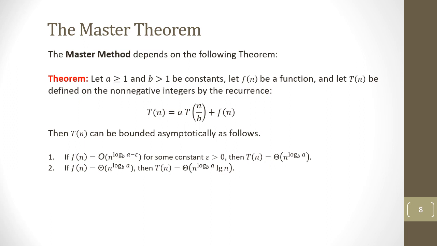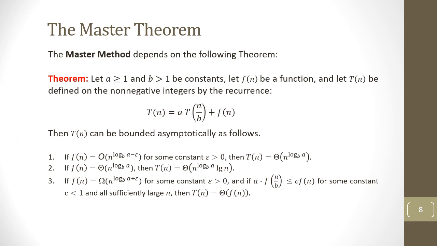If f(n) is equal to theta of n^(log base b of a), which means the growth of f(n) is the same as n^(log base b of a), then T(n) is equal to theta of n to the power of log base b of a times log n. This is case 2 we discussed in the last slide, where the cost is equally divided amongst all levels of the tree.